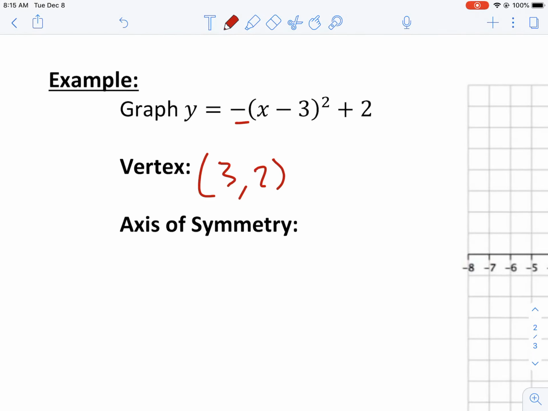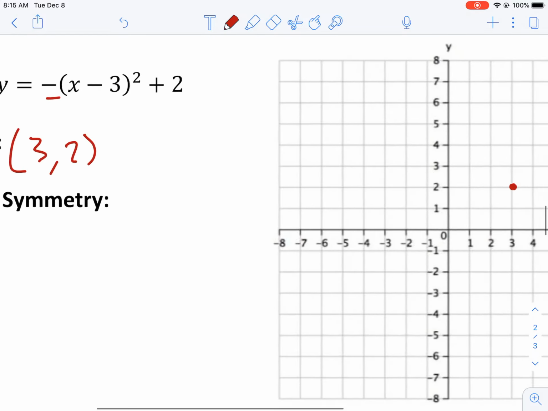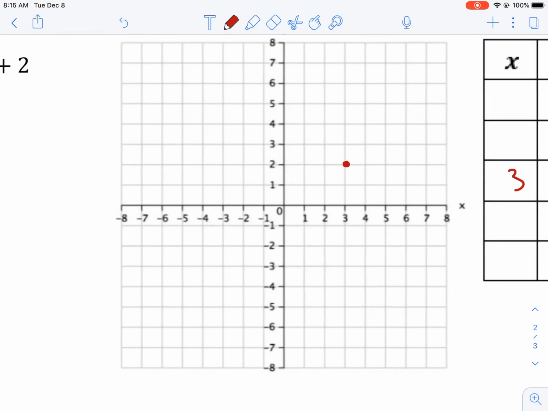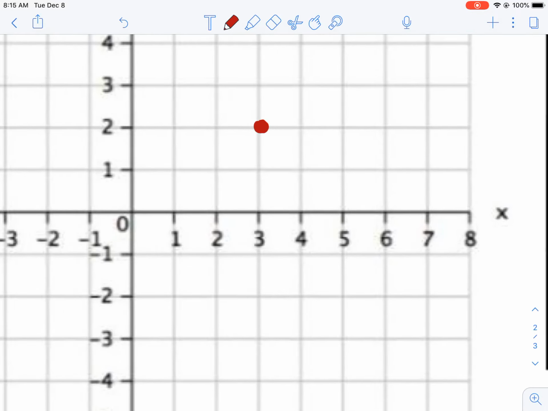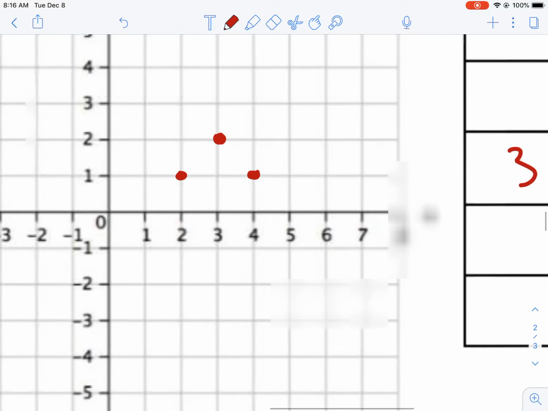We got an a value of -1, okay? So what we're going to do, we're going down, right? So we look at our vertex. We know the first points over from our vertex are going down by 1. So where are these other 2 points? Well, they're at 2, 1, and they're at 4, 1.